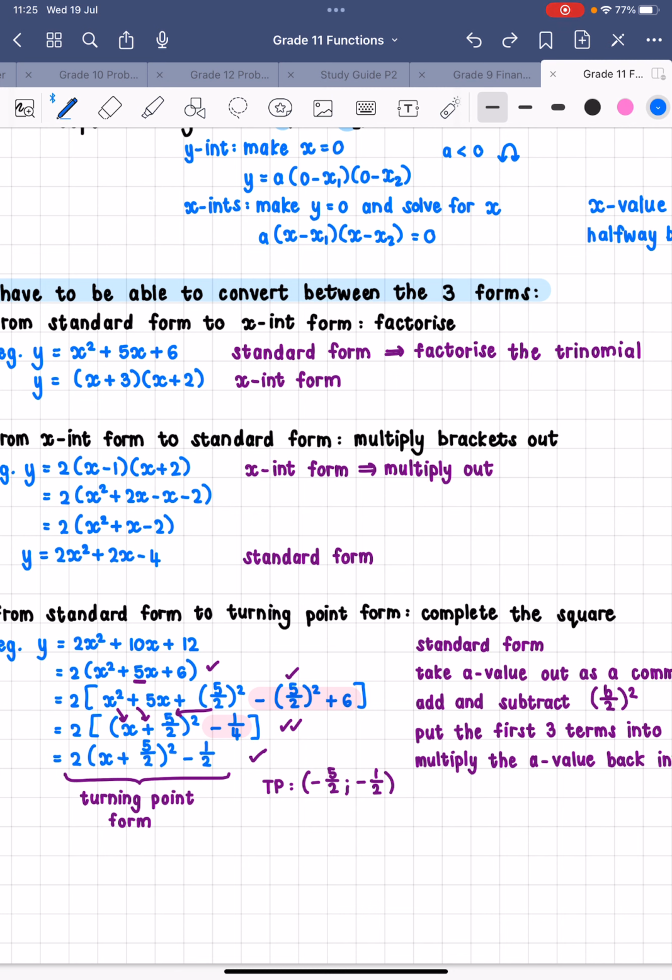All right, can I move across so that you guys can see the steps here? Are you still busy? Okay, I'll give you a little bit more time.